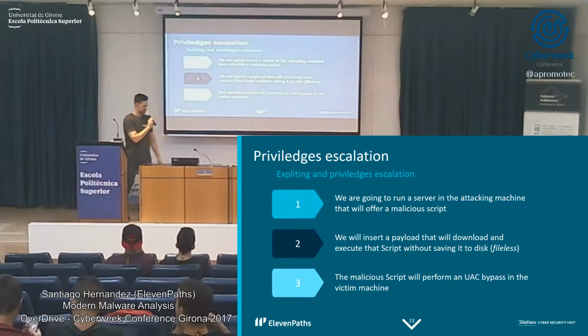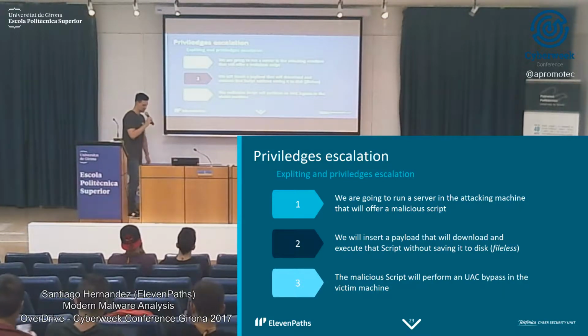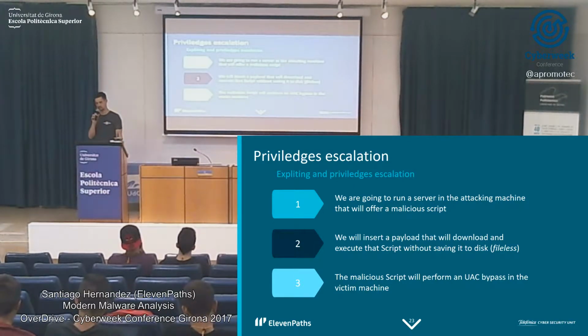So after that, we are going to make some privilege escalation. And for doing this, first of all, we are going to start a server in the attacker machine. In that server, we are going to put a script, and in that script, what we are going to do is perform a UAC fileless bypass.